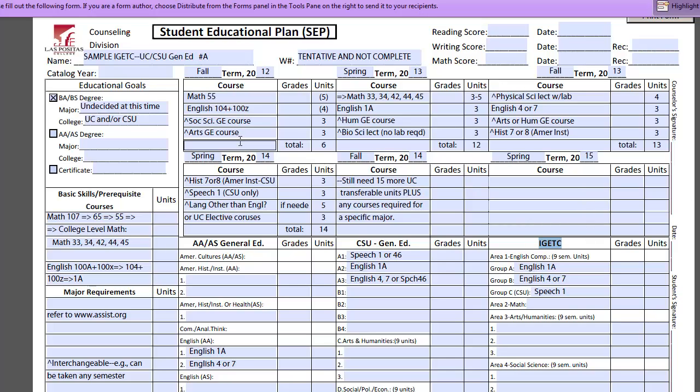So in this example, I have a student starting off with Math 55 and English 104 plus 100Z. Of course, depending upon your own assessment and where you placed, you might actually need to add or subtract a semester to your actual sequence of courses. So here, I have the student also taking one social science general education course, one arts GE course. Again, it's referring to the IGETC flyer.